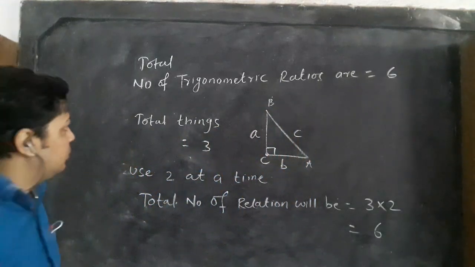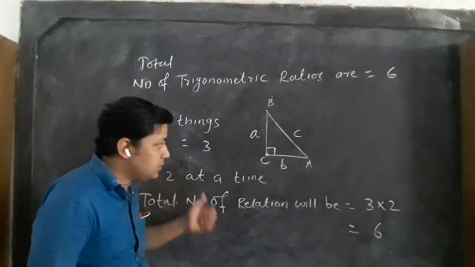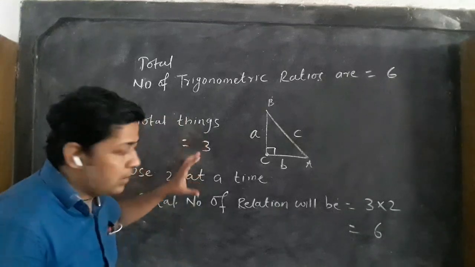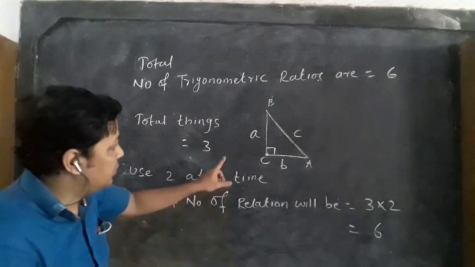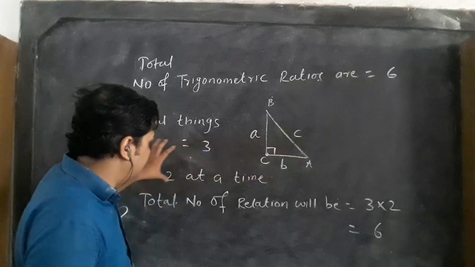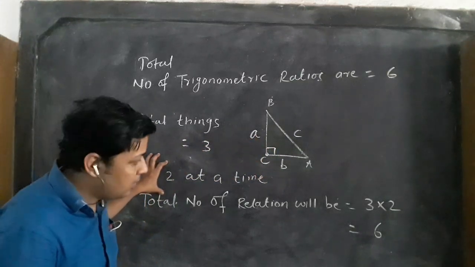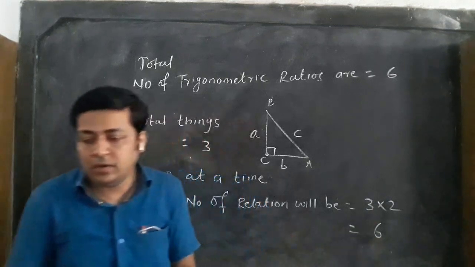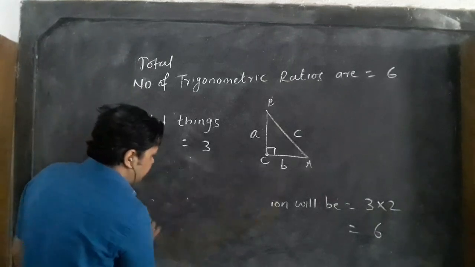So this is the basic thing that lies in the trigonometry chapter, why the total trigonometric ratios are 6. The answer is right here: the total number of sides is 3, and out of 3 things we will use 2 at a time for a ratio. So the total number of relations will be 6. That's why there are total 6 relations and total 6 trigonometric ratios.